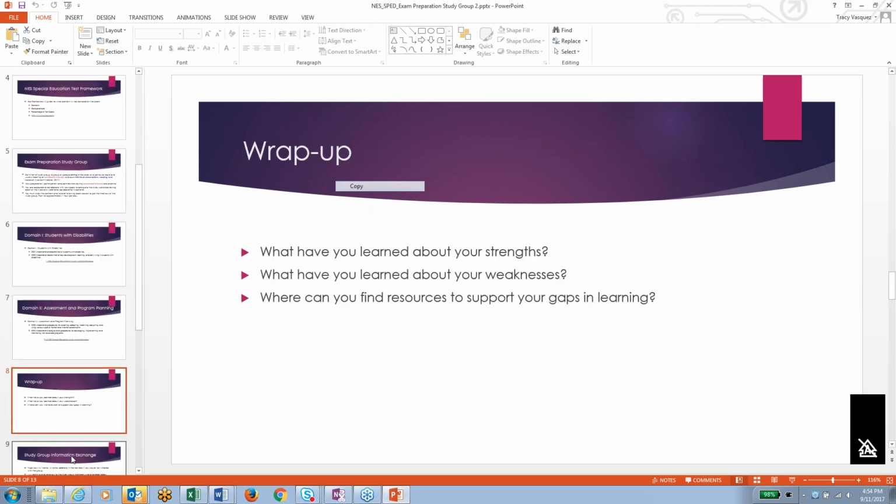So today we covered Domain 2. Please think about what you have learned about your strengths related to Domain 2. What have you learned about your weaknesses? And where can you find resources to support your gaps in learning? Who would like to share about what they've learned and where they are going to look to find resources to support them in learning more about Domain 2? Perhaps you found that you have some notes from a previous course that talks about modifications during assessments, and collecting data from assessments for IEP planning.